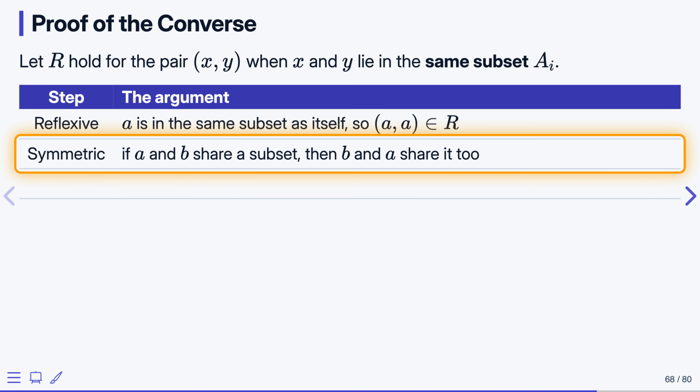Symmetric. Suppose A and B are in the same piece. Then B and A are in that same piece too. Sharing the piece does not care about order. So the pair BA is in R.